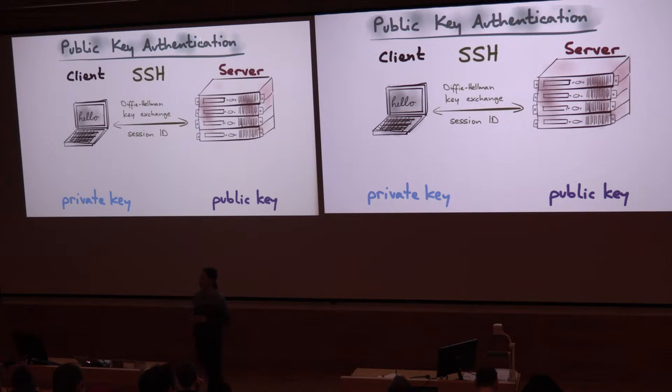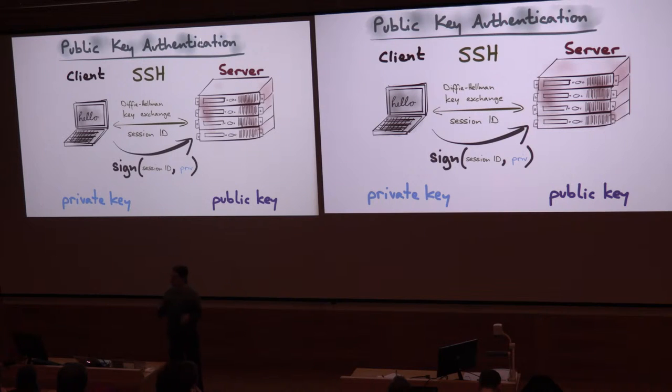Take SSH, for example, which you can authenticate with a password, but it's quite common to have a key file in your home directory which you use to authenticate with a server. As you probably know, when you set up an SSH connection, it first does some key exchange and sets up an encrypted channel. Once it's done that, a signature is passed from the client to the server. And that's what authenticates you.